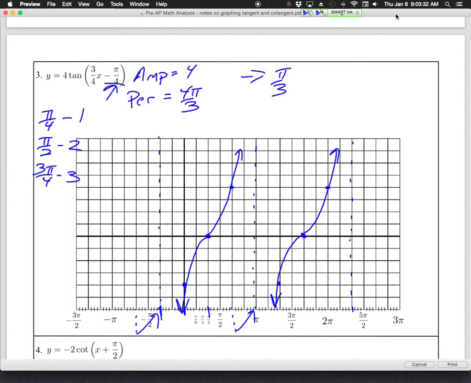And we need to understand that what keeps happening as I go to the right, keeps happening as I go to the left. These graphs keep repeating.